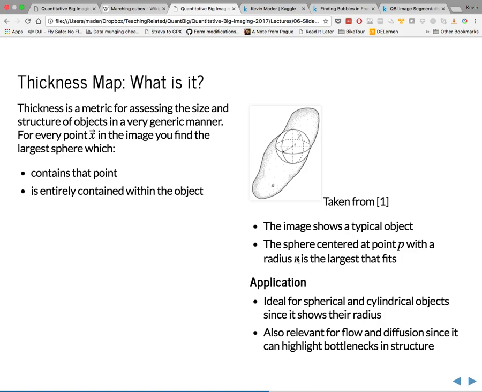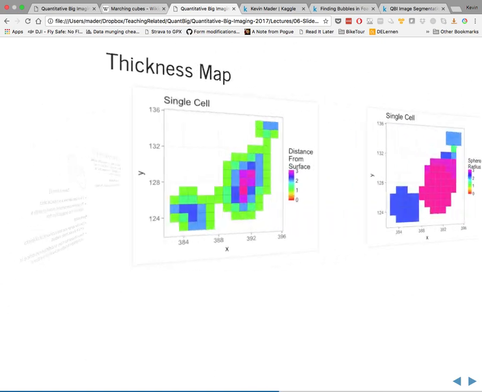But that is in many cases not true, and so this radius can be very misleading if you calculate it that way. Whereas with this radius, it is actually calculated from the image data, and we know at the very least that there is one sphere in your object that has that radius. This can also be very useful for flow and diffusion because it can highlight bottlenecks in your structure. When you look at points in this part of the image, you would see that they are narrower than points in other parts of the image. And that would show you that that region is a bottleneck.